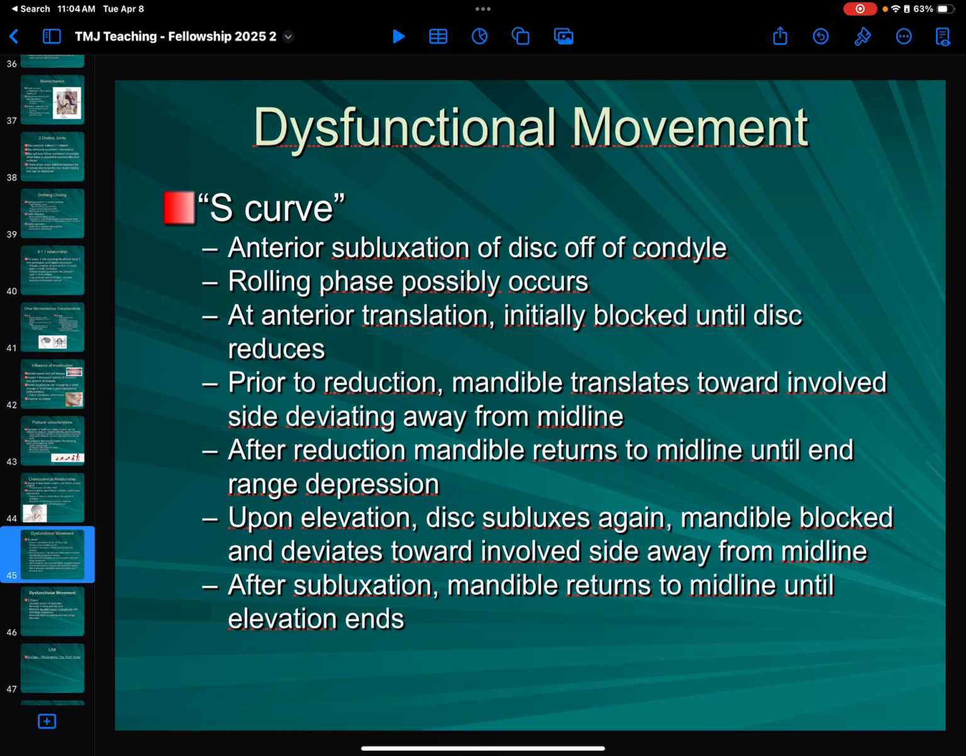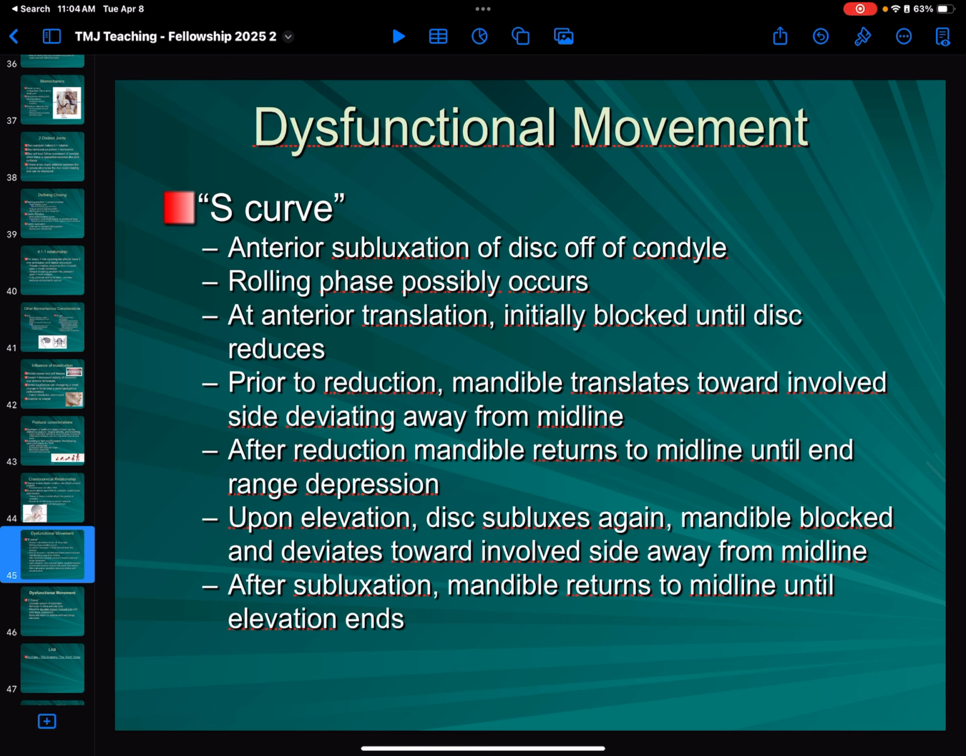So as that happens, what the jaw often is going to do is try to get out of the way. Does that make sense? So when that disc comes anteriorly, you're going to get that click. Your jaw can want to get around that ridge. Does that make sense? So it's going to slide around and then slide back in. A lot of people, you'll see this S curve, rolling phase. It may occur, but at anterior translation, it's initially blocked. So again, these are some details as far as different things that are happening. But that S curve can happen.